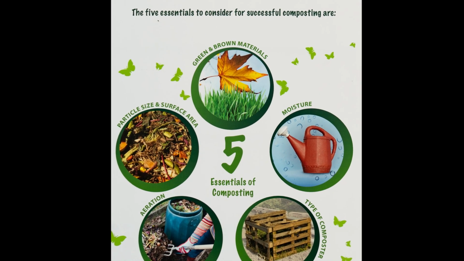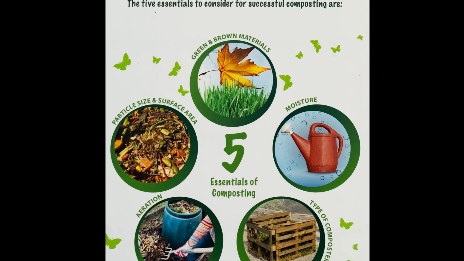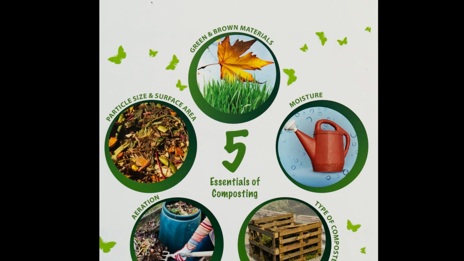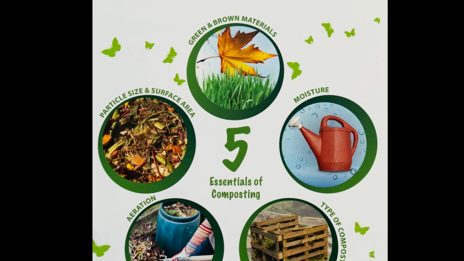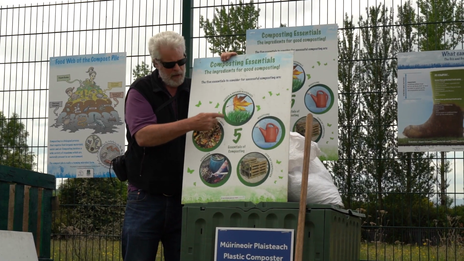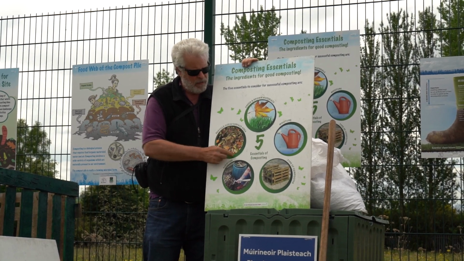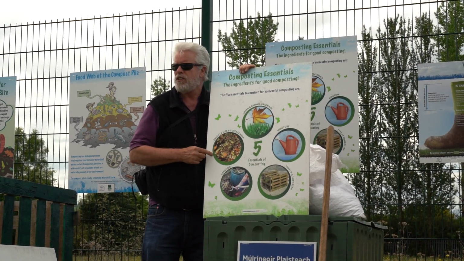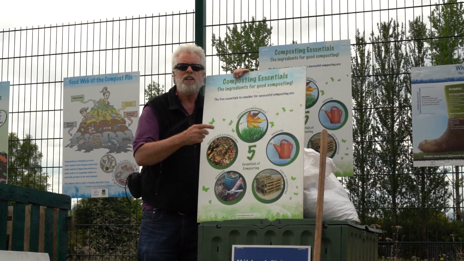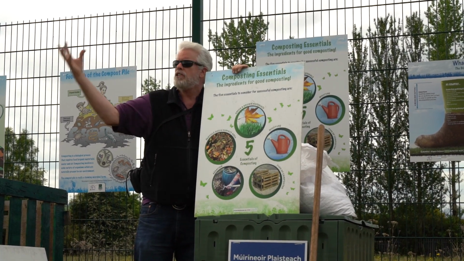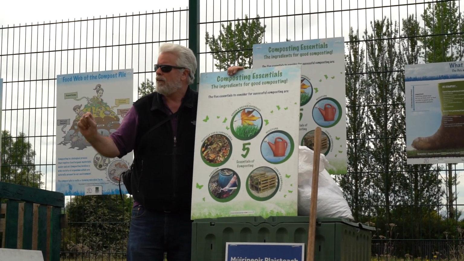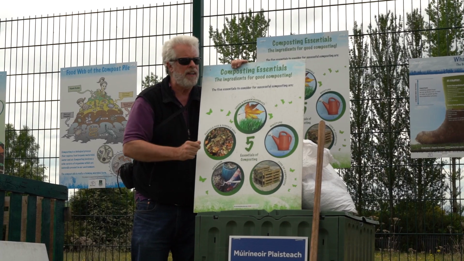The 5 essentials of composting are what I was telling you earlier. It's a balance of green and brown materials. That's the diet. The second essential is surface area, because the bacteria work from the outside in. The smaller the pieces, the faster they're going to decay.